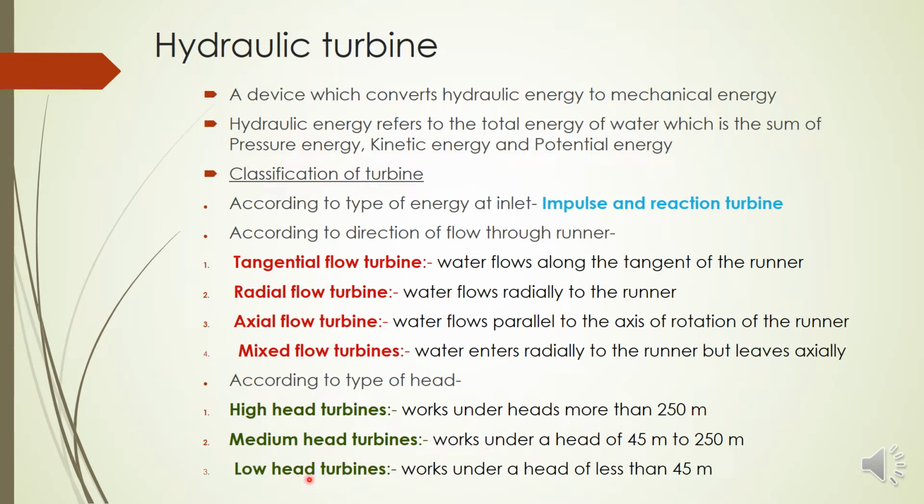Then low head turbine, the head is very less, it works under the head of less than 45 meter. So if a turbine works under less than 45 meter head, we call it as low head turbine. So these are the other classification according to the head. And Kaplan turbine is a low head turbine. So head is low means automatically discharge must be high. So that means Kaplan turbine is low head and high discharge. So these are the major classification of turbine. And now we have to focus on this.